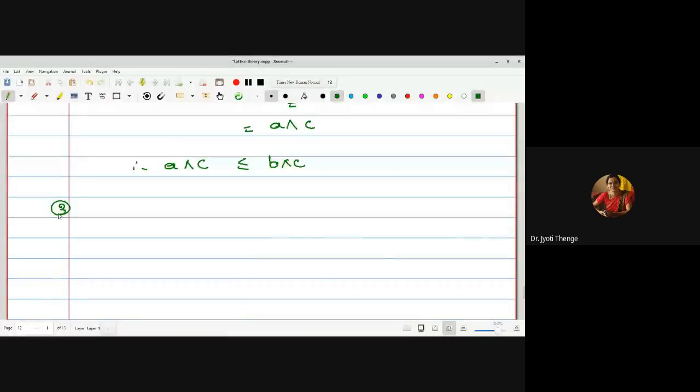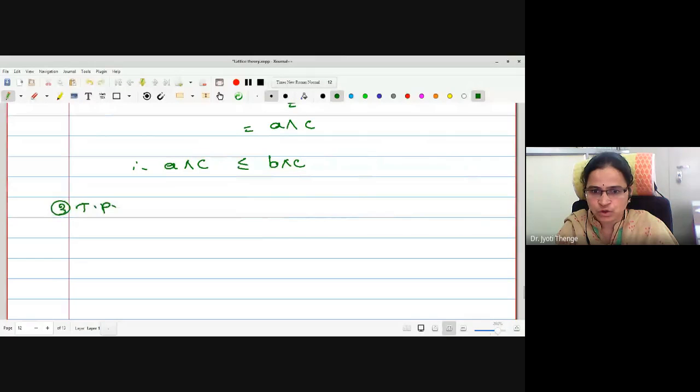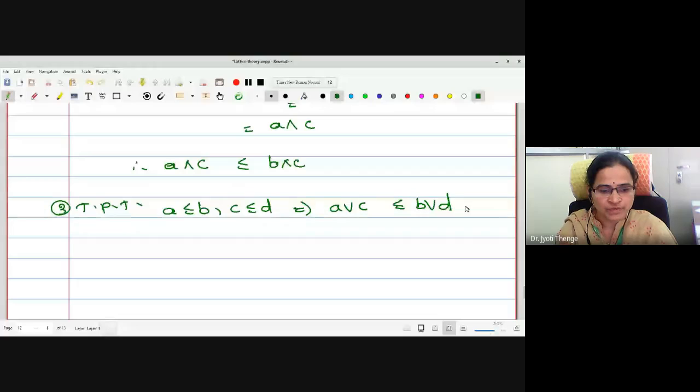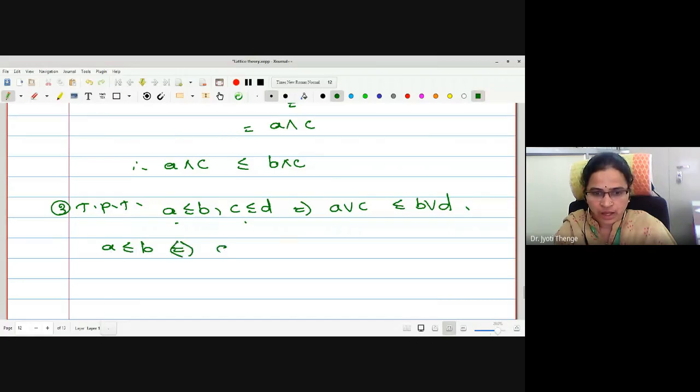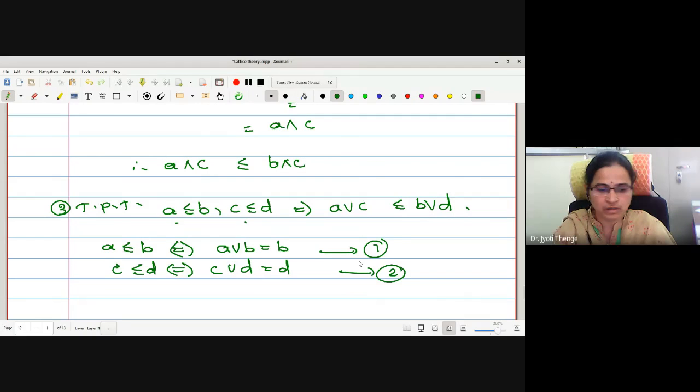Third point we will take. C precedes D implies A join C precedes B join D. Okay. The same conclusion we are going to use. Before that, we will write what is the meaning of these two. First, I'll write A precedes B implies and is implied by A join B is B. Let me call it 1. C precedes D implies and is implied by C join D is equal to D. Let me call it statement number 2.